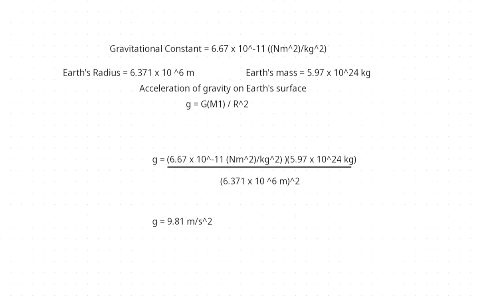So G is equal to 6.67 times 10 to the negative 11 Newton meters squared divided by kilogram squared. And M, the mass of the Earth, is 5.97 times 10 to the 24 kilograms. And R is 6.37 times 10 to the 6 meters. Right? R is the distance from the center of the planet to the surface, and we square that. When you plug the numbers into the calculator, indeed, we do get the well-known value of approximately 9.81 meters per second squared. So that's the acceleration of gravity.